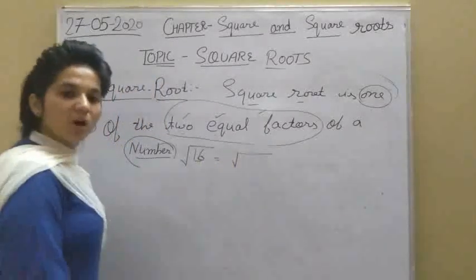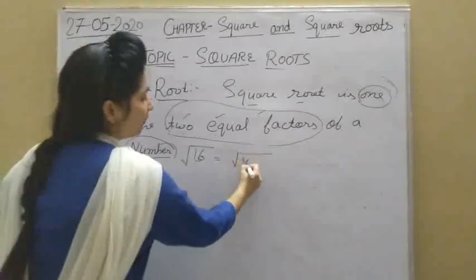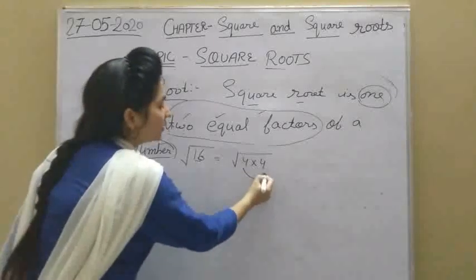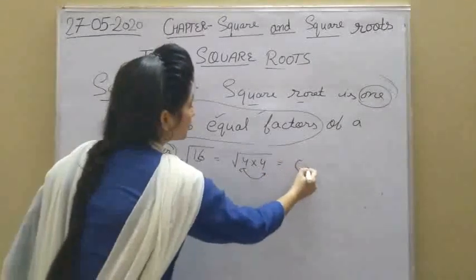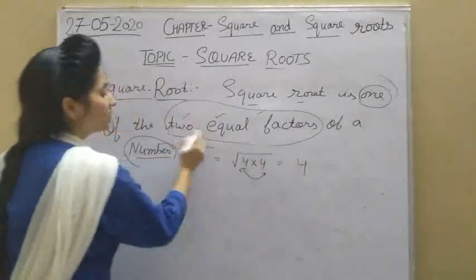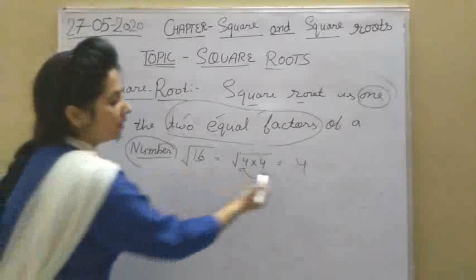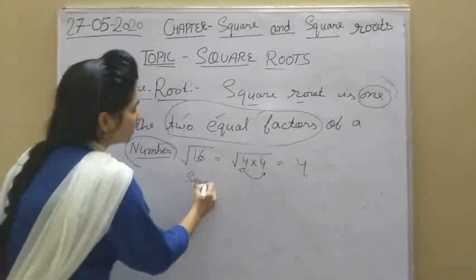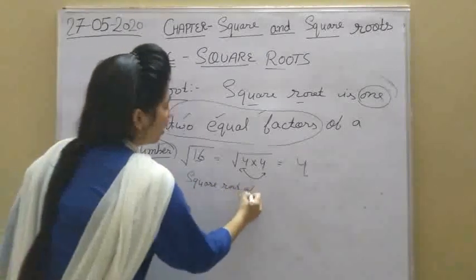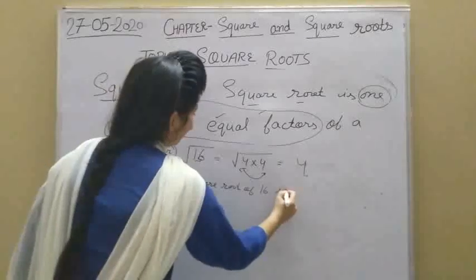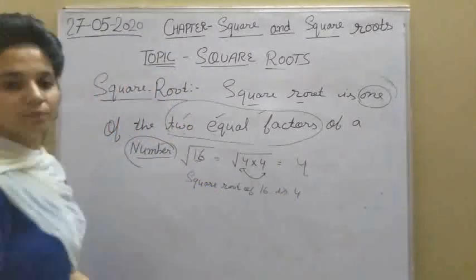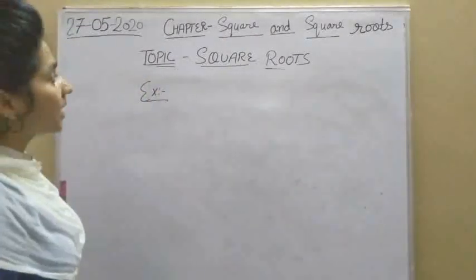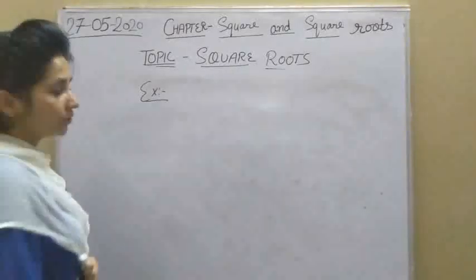Two equal factors of 16 are 4 multiply 4, and one of the two equal factors of a number will be equals to 4. So, the square root of 16 will be 4. Let's take one more example to clear the concept of square and square root.